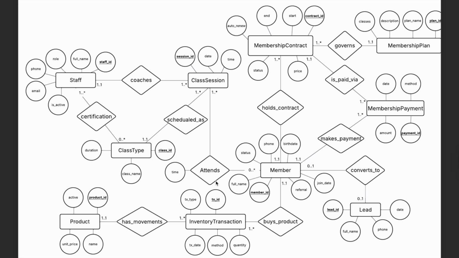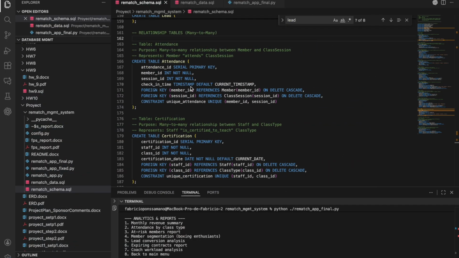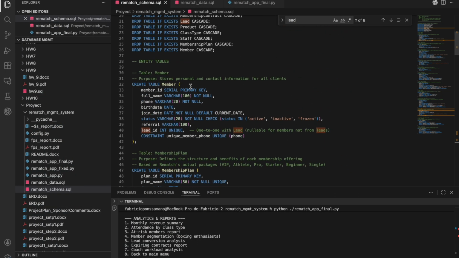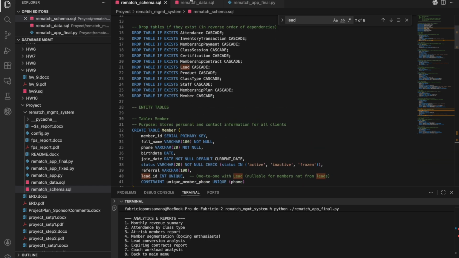At the beginning, I was thinking of doing a weak entity for attends, and I was also trying to make the payment just one relation. But doing it in this new way of separating payments through the members and payments for the products, and doing attends just as the many-to-many relationship, worked the best when doing my schema and populating the data. As I said, this is my rematch schema.